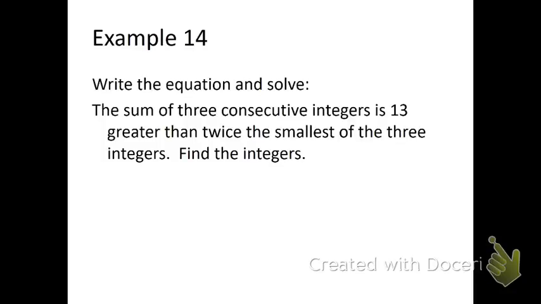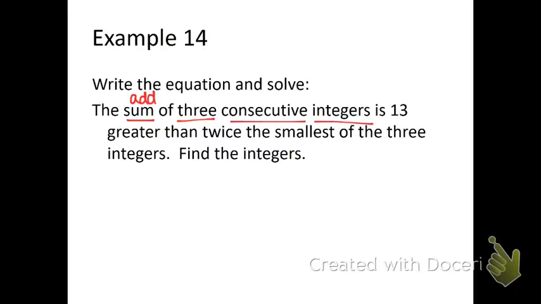Okay, with example 14, it says the sum of three consecutive integers is 13 greater than twice the smallest of the three integers. Find the integers. So again, let's go through it. It says the sum, which means we're going to add, of three consecutive integers.